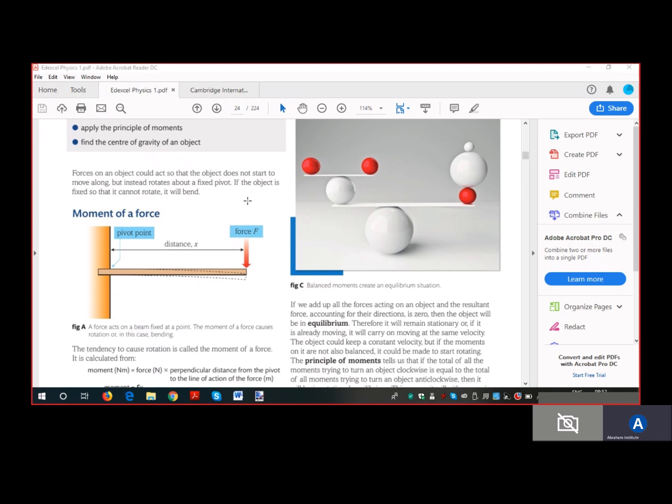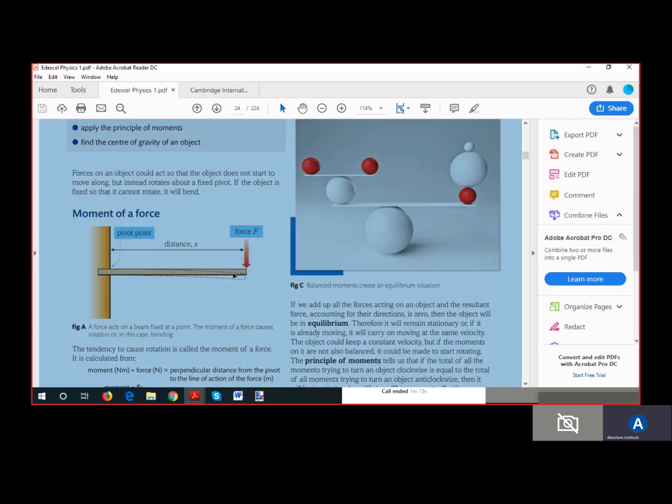Line of action is the direction or line. If you draw a line along this force, to show the line on which this force is acting, that is the line of action of the force. So if I draw a line passing through this, parallel to this, along this, that is the line of action of this force.